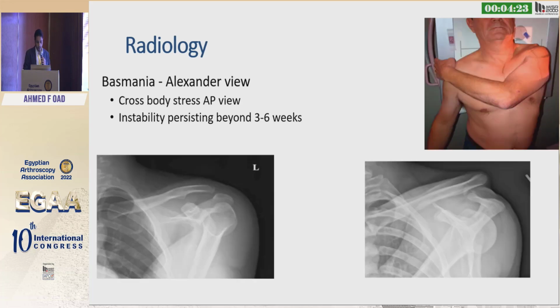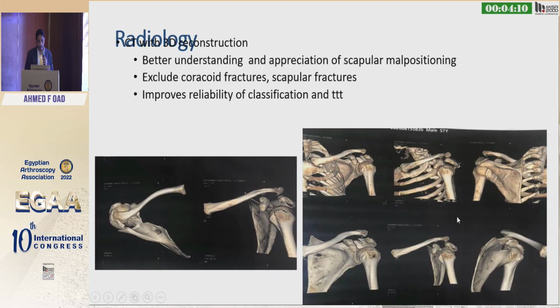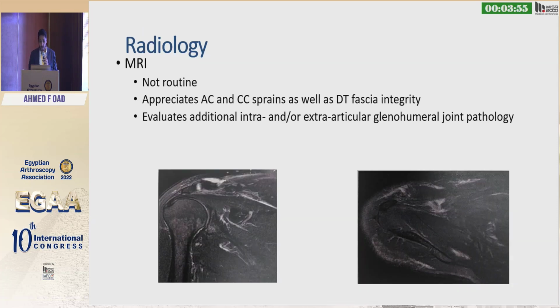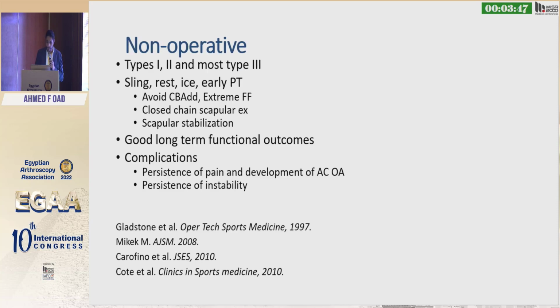The Alexander or the Basmania view or the cross-chest adduction should be done if this instability persists between 3 to 6 weeks, and it shows the overriding of the distal clavicle over the acromion. 3D CT is sometimes important for better understanding and appreciation of the scapular malpositioning, as well as to exclude coracoid or scapular fractures and improve the reliability of classification as well as treatment. MRI is not done routinely, but can evaluate any other additional intra- or extra-articular glenohumeral pathologies.